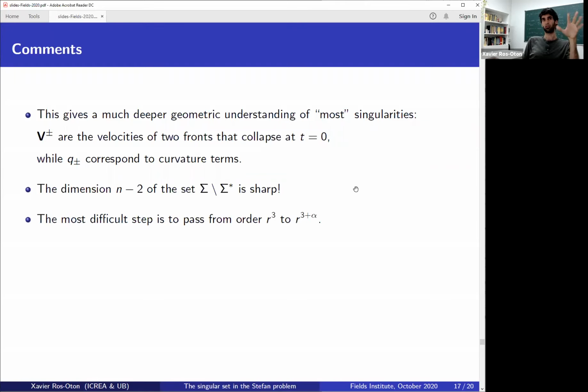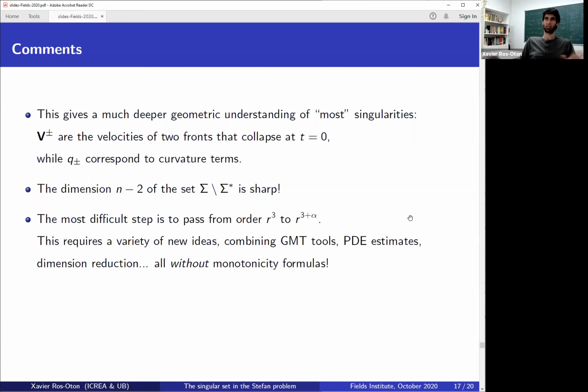And moreover, for the proof of this, there are two steps. So basically, of course, we start with the set in which we already had an expansion up to order 3. And then there are two completely separate steps in our proof. The most difficult one is to pass from order 3 to order 3 plus epsilon, say 3 plus alpha. This is a very challenging step, and it's completely different from the others, and in particular, completely different from the elliptic one. I will not describe this for a matter of time, but basically this requires a variety of tools. So we combine some GMT tools, PDE estimates, and then we also need to do a dimension reduction, because we need to discard a set that has to be n-2, so it has to be smaller. But all this has to be done without monotonicity formulas. So you cannot use monotonicity formulas, but still want the same kind of results.